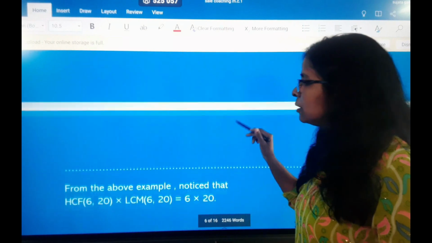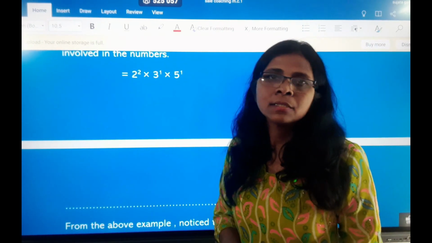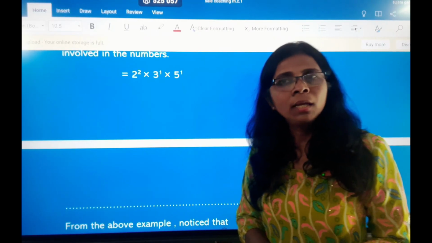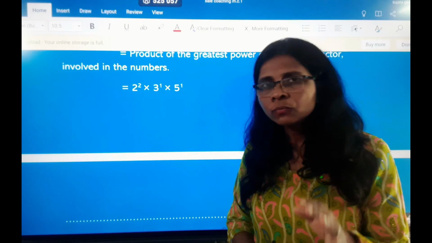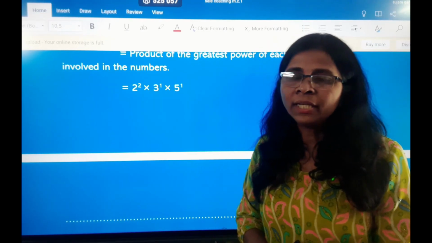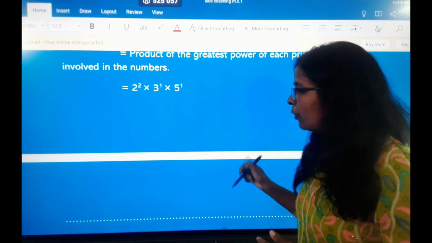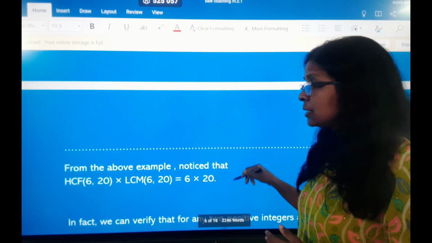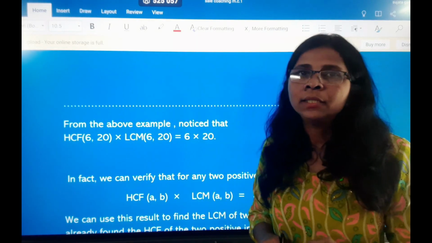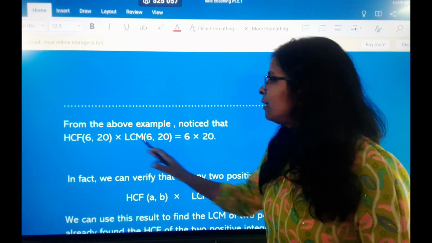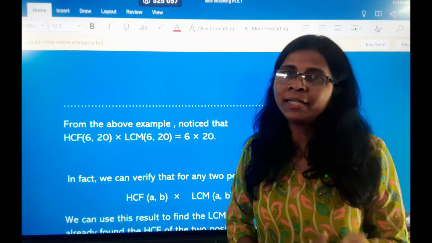So 60 is the LCM of 6 and 20. Okay, we get the LCM here. So this is the easy way to find out the LCM and HCF. Now from this example, we can notice something about the product of the HCF and LCM. What do we get? The product of the HCF and LCM.